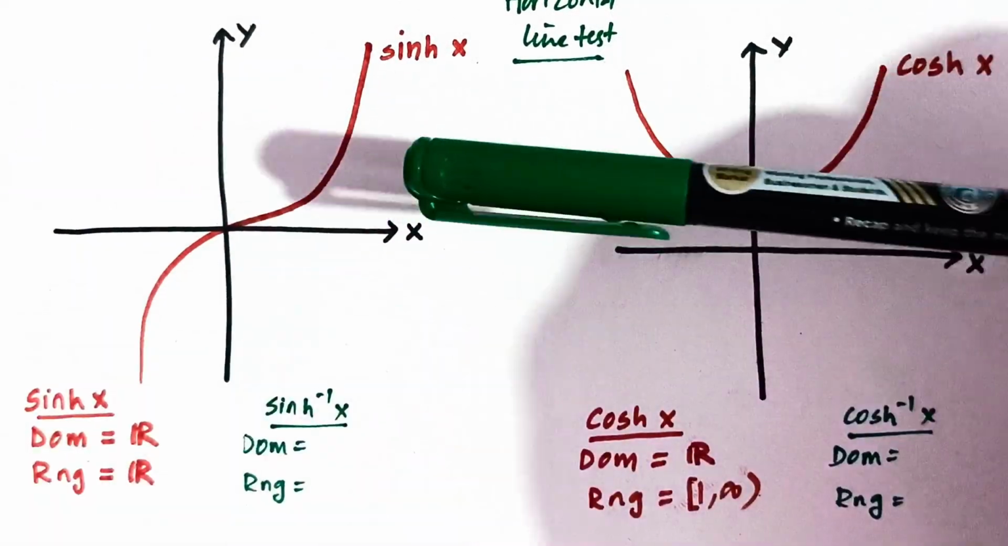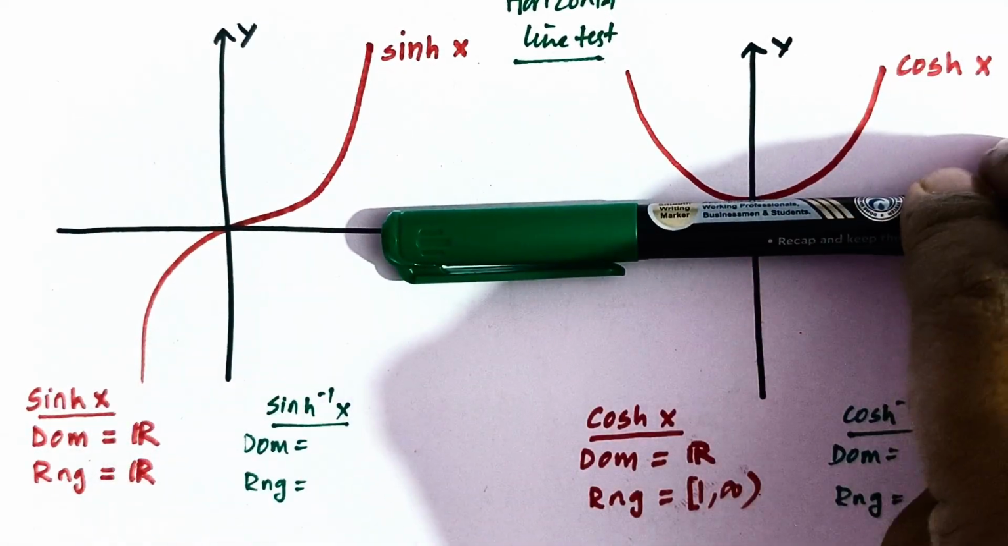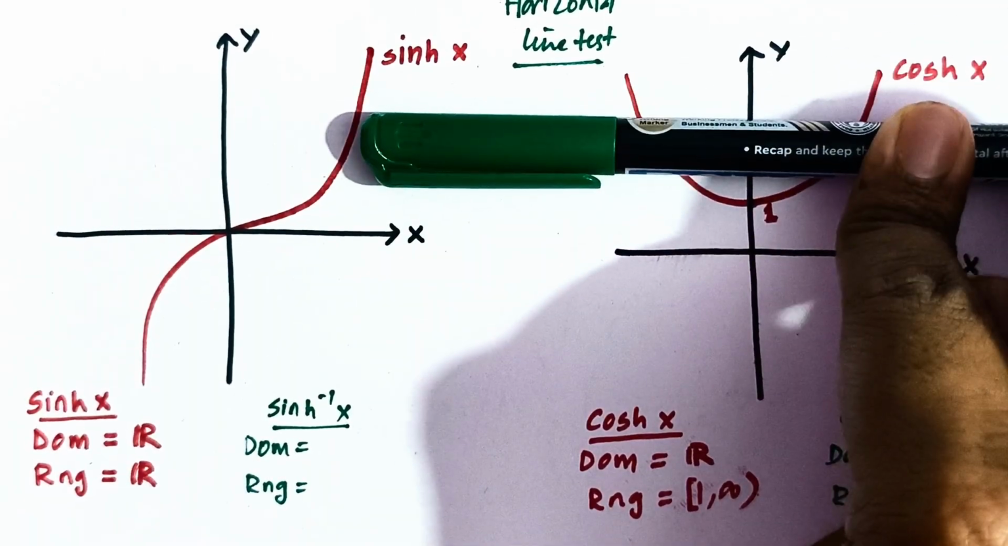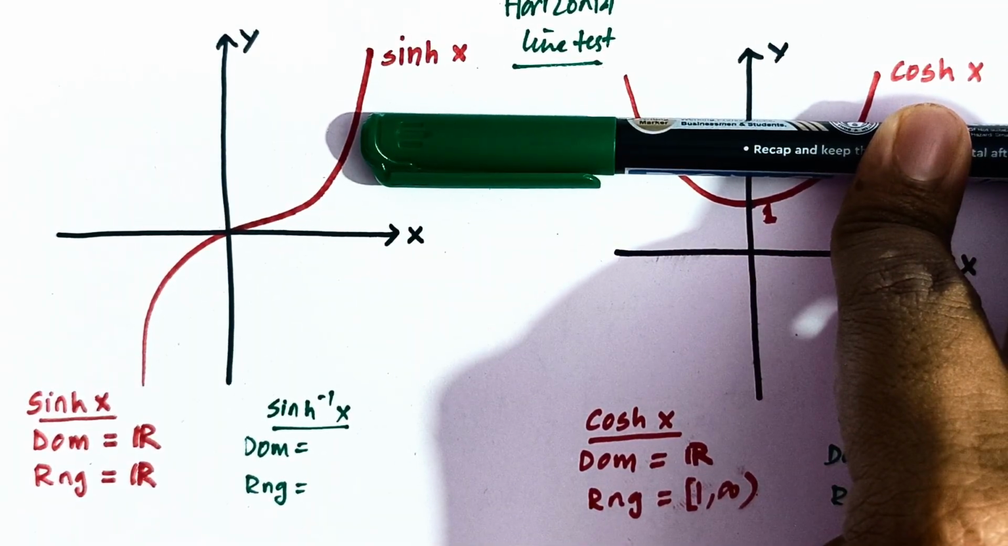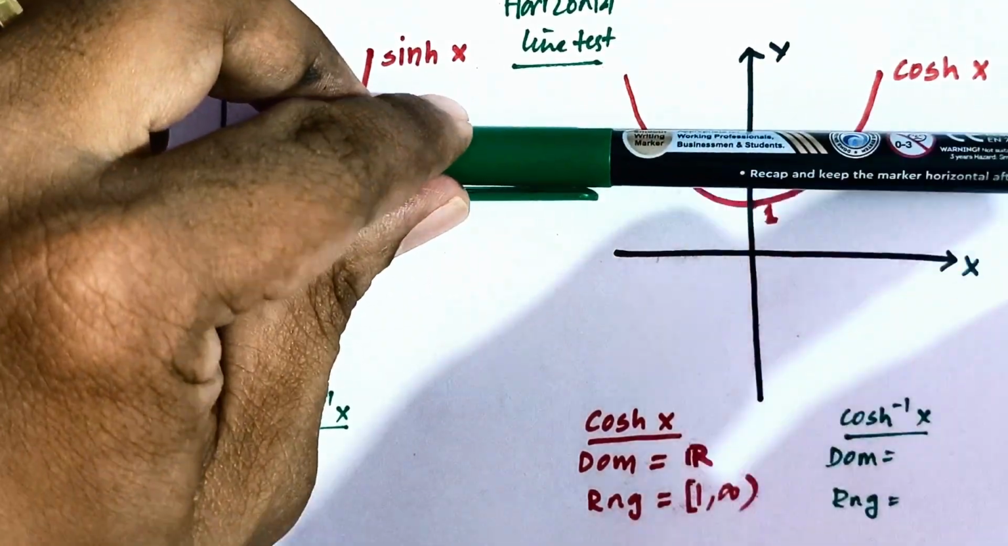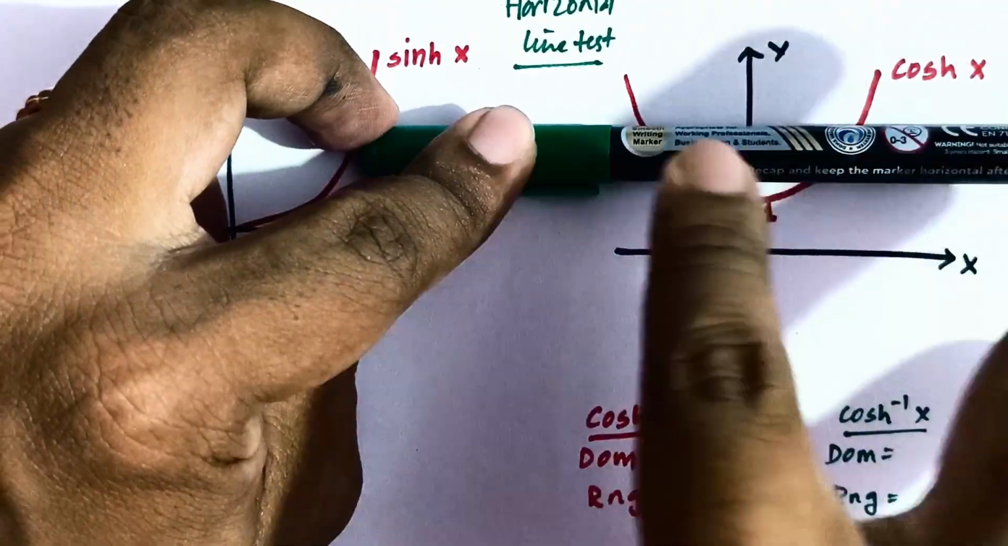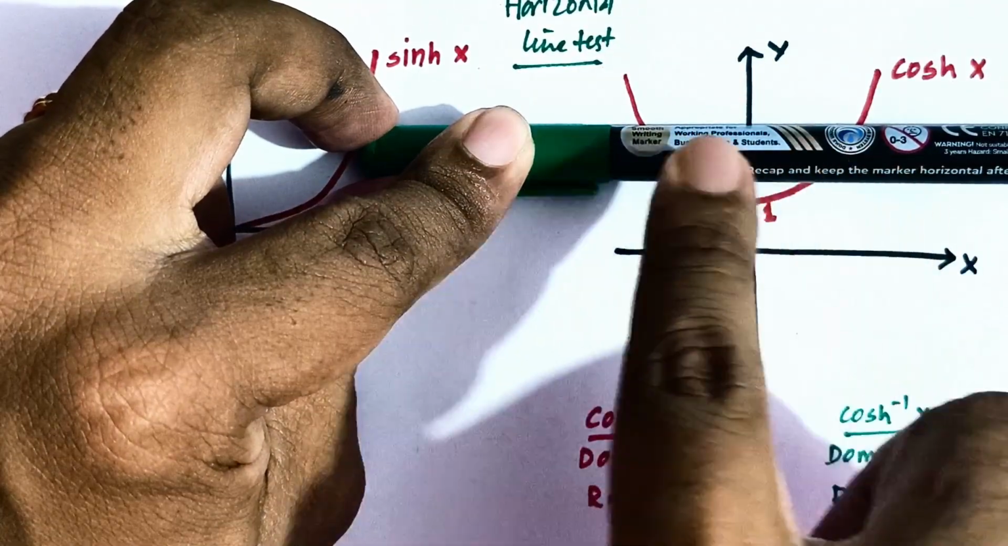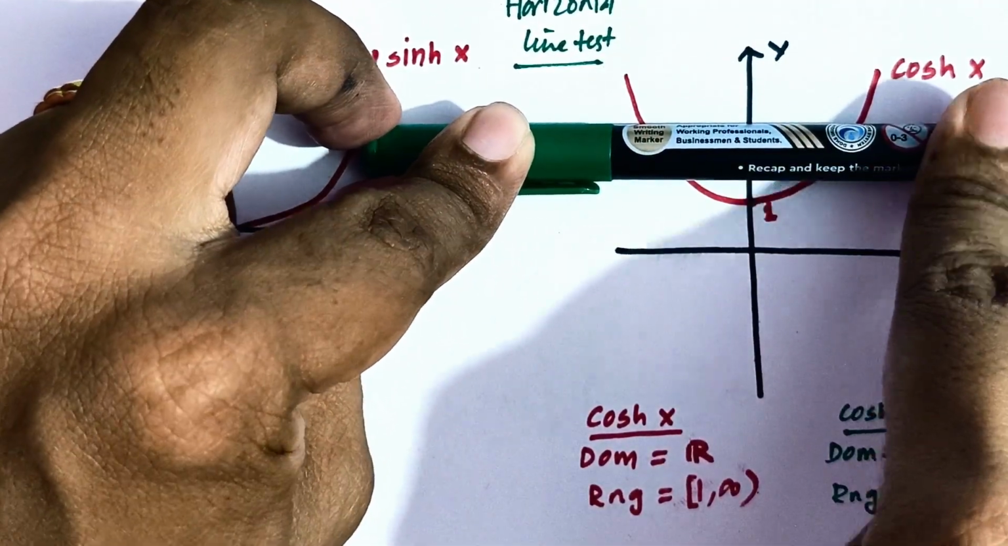Suppose at hyperbolic cosine, see this horizontal line. Horizontal line means the line which is parallel to the x-axis. See, this horizontal line passes through 2 points. So hyperbolic cosine is not 1-1.